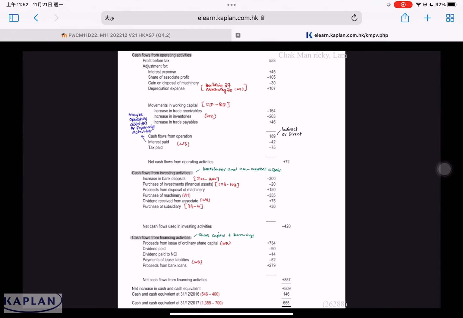If you add up these three figures, 72 minus 420 plus 857, it should be equal to this. In the event that it's not equal, in the exam, what should you do? If you are a candidate who knows your stuff very well, you may want to try to rectify and check for the error. If you do not know your stuff very well, then my advice is just move on, because the differences may be due to a plus-minus error. That means 2 plus 2 equal to 5. Instead of plus, you minus.